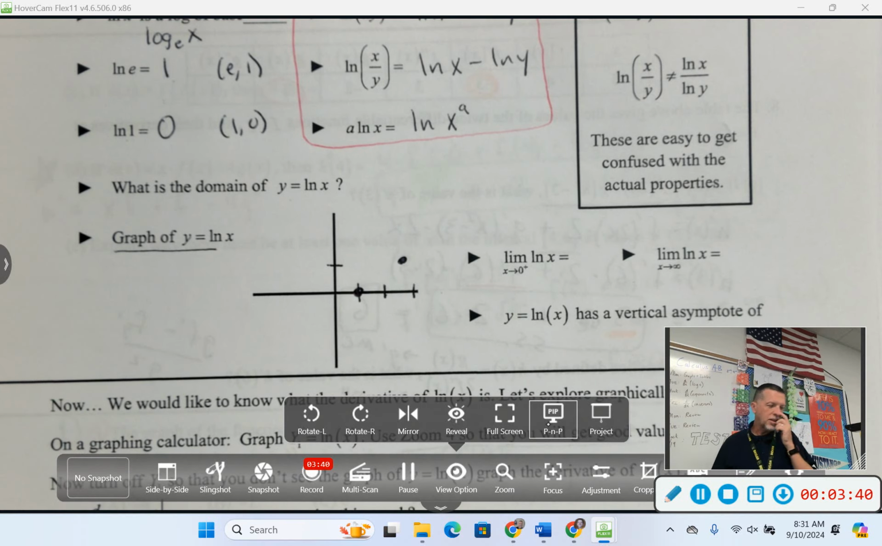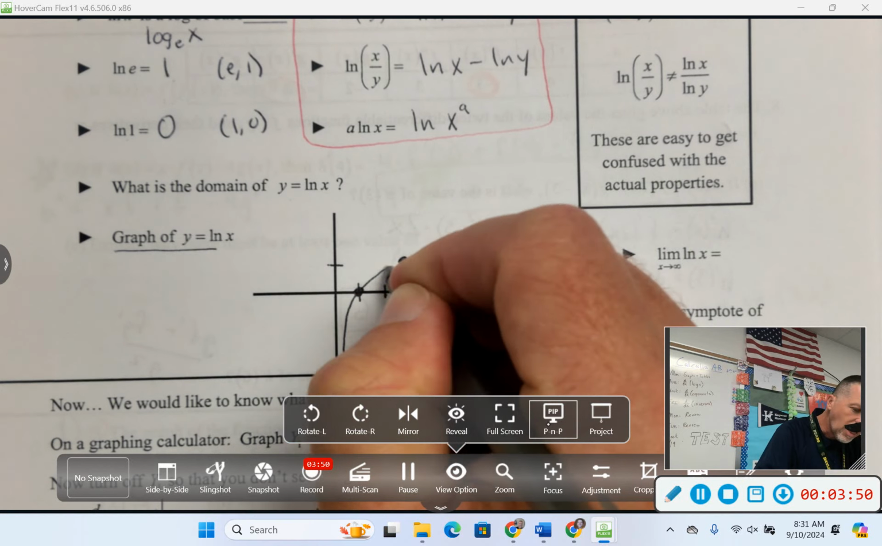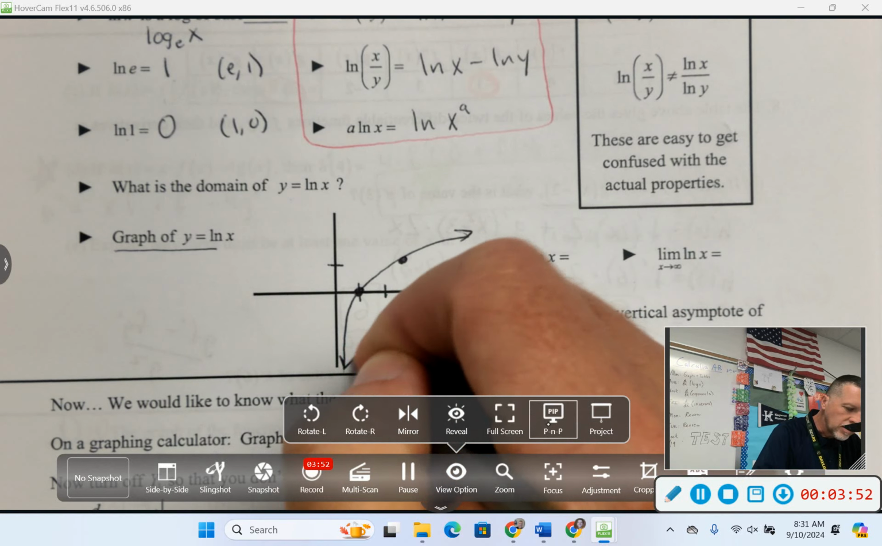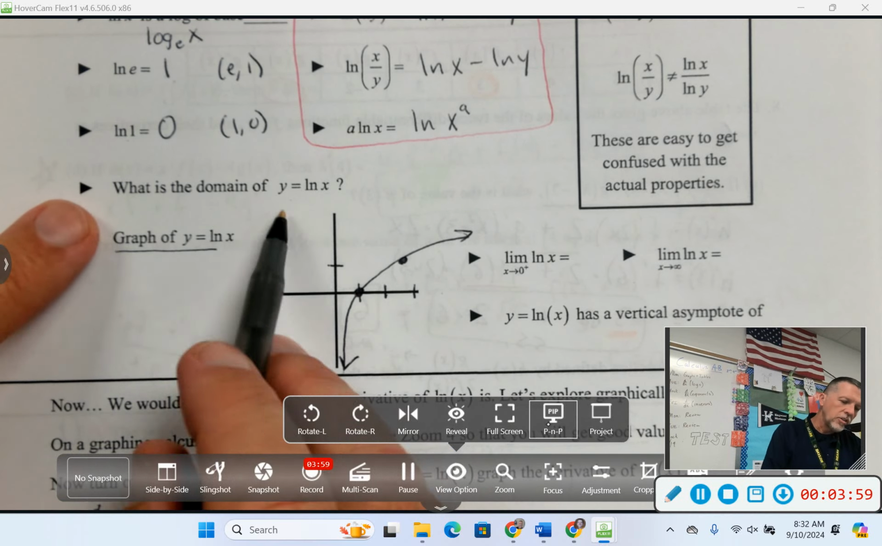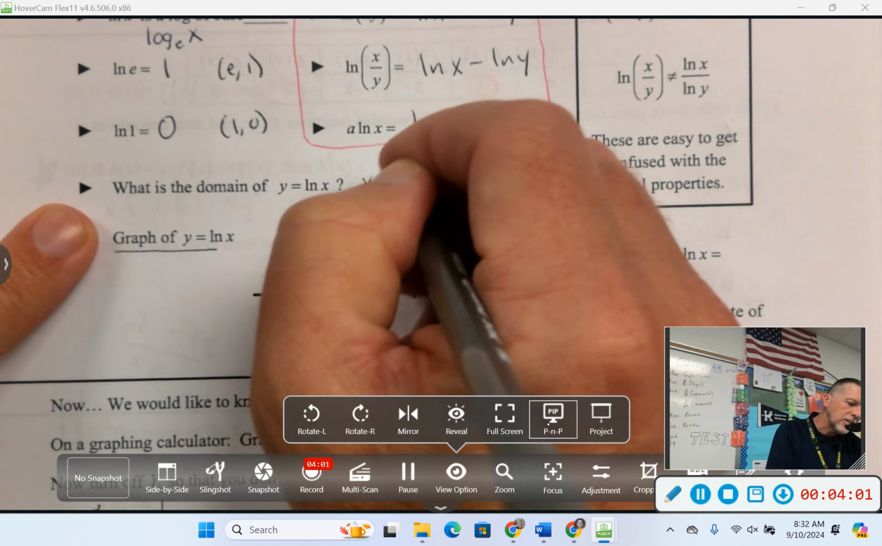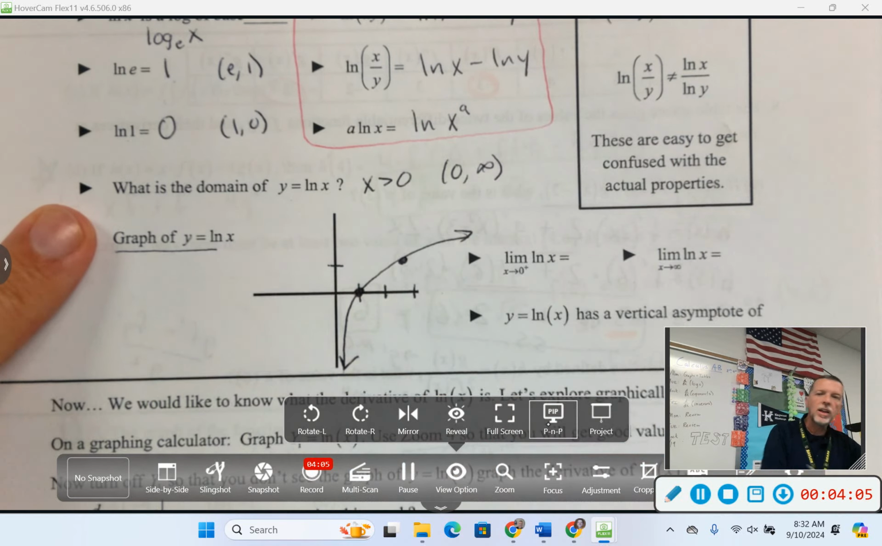Do you remember what the graph of a log looks like? There we go. I see a few hands waving around, I think you're doing the right thing. So there's the graph of a natural log. The domain is x has got to be bigger than 0, or if you want to be fancy, 0 to infinity.